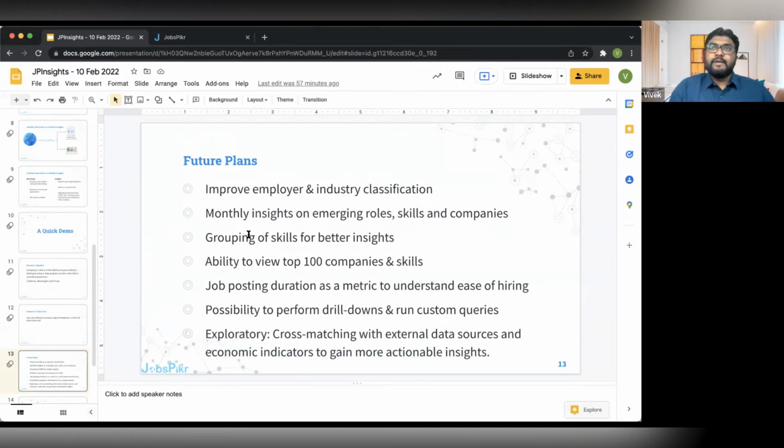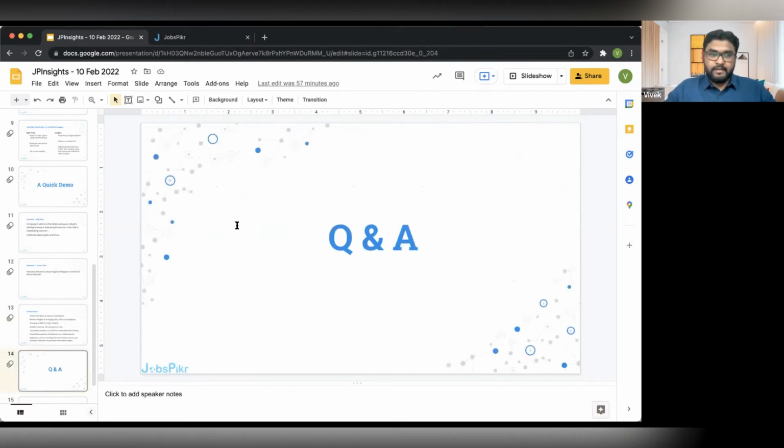Monthly insights on emerging role skills in companies. So currently, if you're looking at percentage changes, etc. How is one role or one type of skill emerging within the market? We currently don't have a mechanism to do that. That is because for this, we'll have to do some pre-computation. It cannot be done in real time. So if you want to compare the last 6 months versus last year, etc., that will be coming up in the near future.